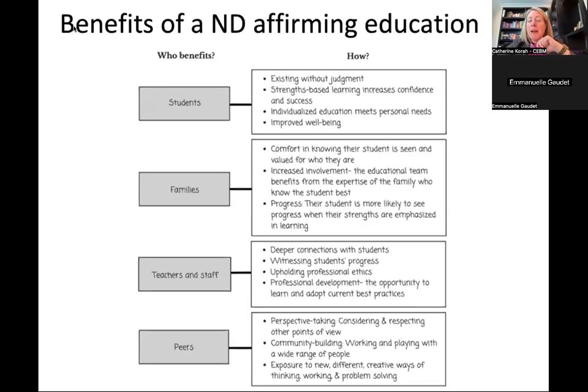And so there are so many benefits of neurodiverse affirming education. There are benefits to the student, there are benefits for their families, for teachers and staff, and for peers. And so what I mean by neurodiverse affirming education, part of that are the accommodations that you have in that handout that I sent to you. And so I invite you to go and take a look at all of these different sections that are there, and so forth in terms of accommodations.